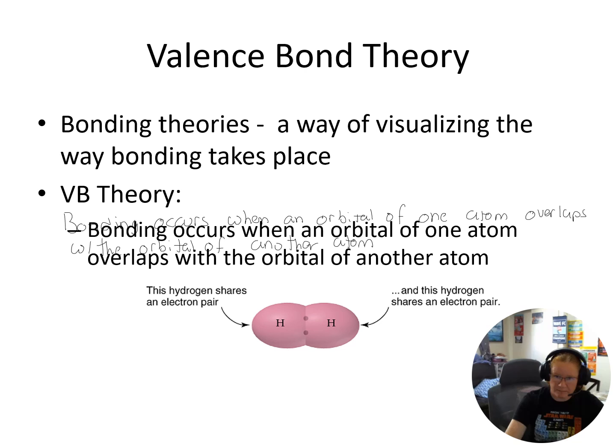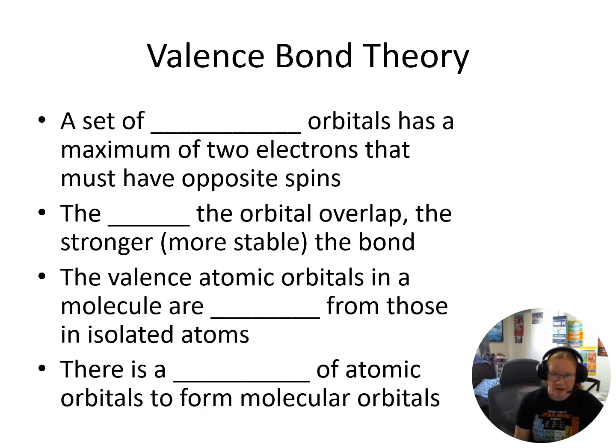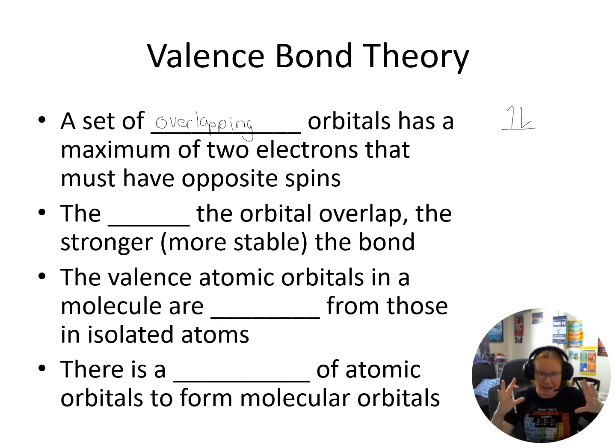So let's expand this further. Okay, so we have some things occurring. Now, when I have a base orbital, I'm going to have a spin up and a spin down, right? I can only put 2 electrons into each orbital. Well, the same thing is true for our valence orbitals. So what we're looking at is a set of overlapping orbitals has a maximum of 2 electrons that must have opposite spins, just like a regular base look at an atom.